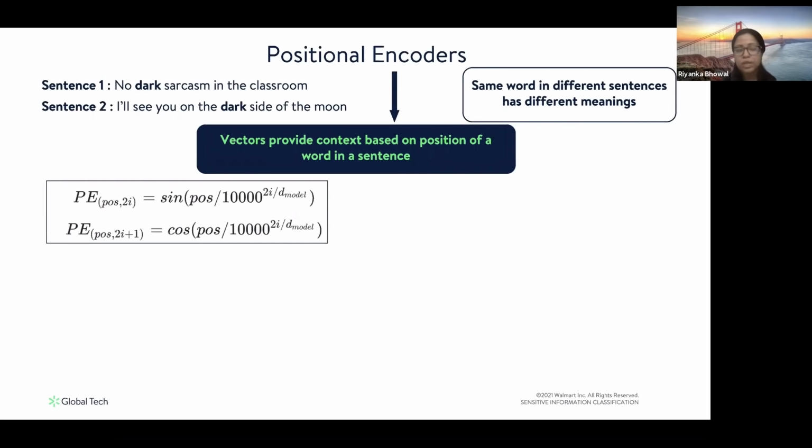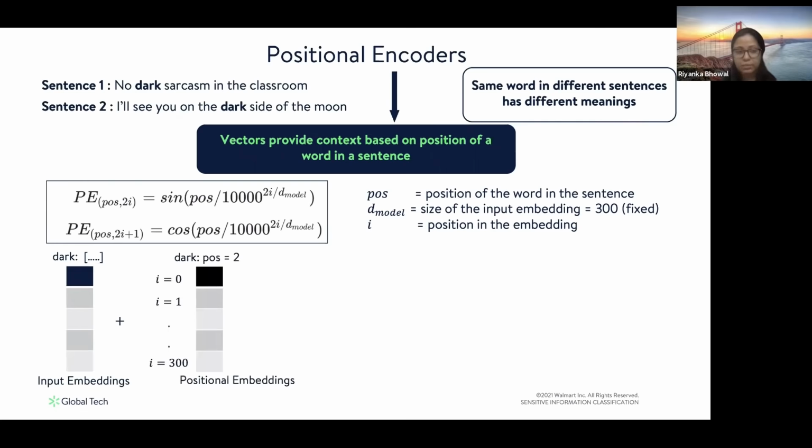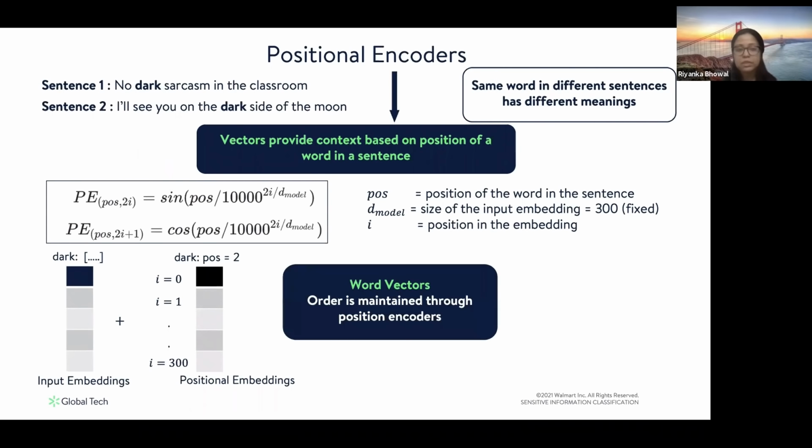And these are the formulas that we have got from the transformers paper. So the POS is the position of the word in the sentence. D model is the size of the input embedding, which is 300. And I is the position in the embedding. So we have these input embeddings and then we calculate the positional embeddings. So for example, if we want to calculate the positional embedding for the word dark in sentence one, then POS will be 2, I will be all the indices, and we will add this to the input embedding. Now, this is how transformers maintain the order through the positional encoders.